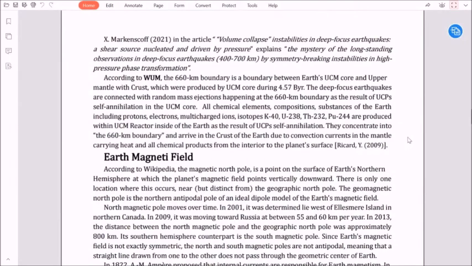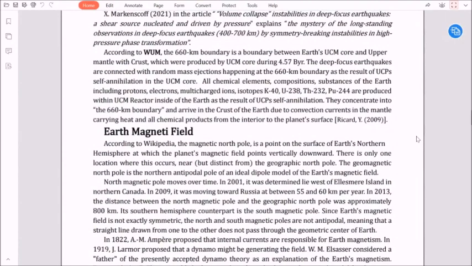Its southern hemisphere counterpart is the South magnetic pole. Since Earth's magnetic field is not exactly symmetric, the North and South magnetic poles are not antipodal, meaning that a straight line drawn from one to the other does not pass through the geometric center of Earth.